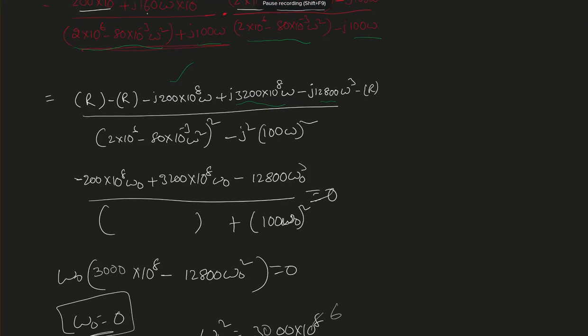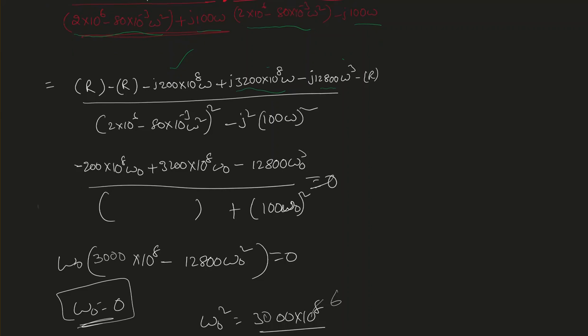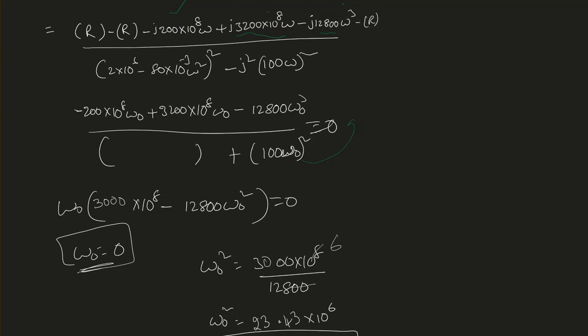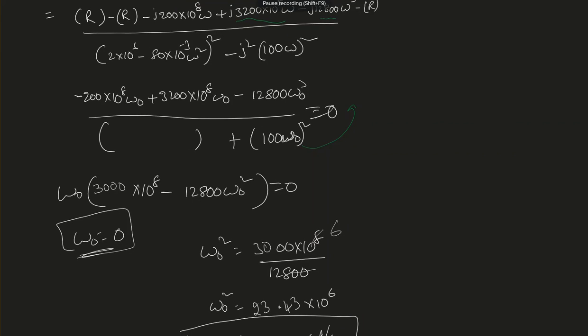Now I'm going to make the j part equal to 0. So all these three quantities divided by this denominator must be equal to 0. The denominator moves to the other side and it becomes 0. Now I have omega naught common in all three, so I'm going to pull out the omega naught. Omega naught becomes 0.